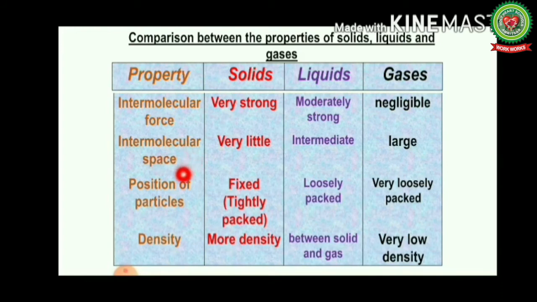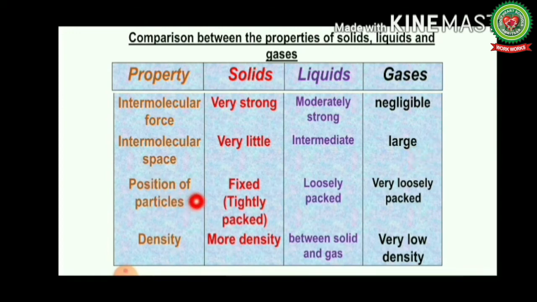Intermolecular space. The intermolecular space between the molecules of solid is very less. In case of liquids, intermolecular space is more than that of solids. And in case of gases, intermolecular space is very large, means it is maximum.